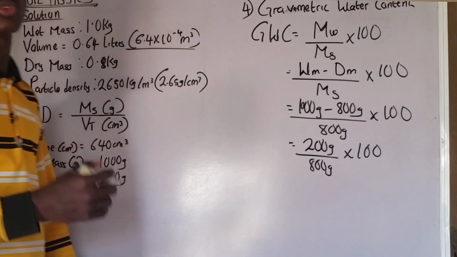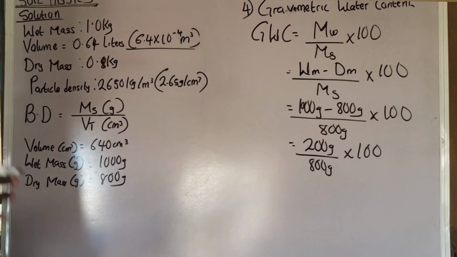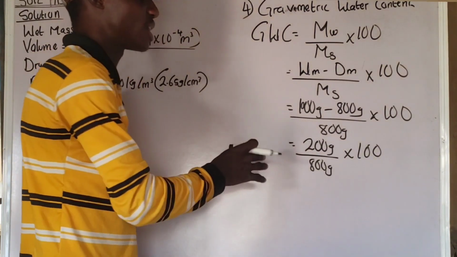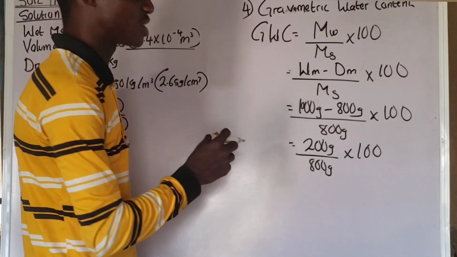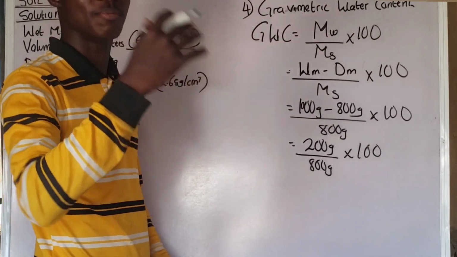The dry mass is not the same thing as the mass of the soil. You understand? The mass of the soil is the soil mass alone. That mass, when the water content has been removed, that is the mass of the soil. You understand? And that is why I'm having 200 gram all over 800 gram, so that you won't be thinking that the dry mass is also the same.